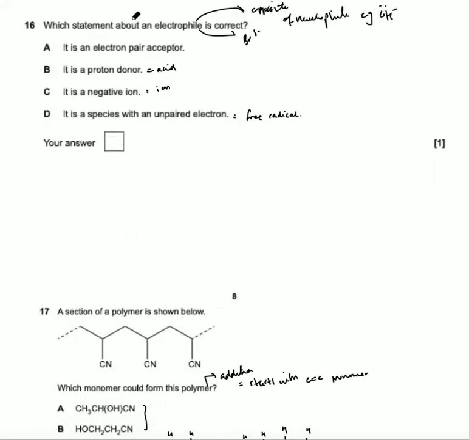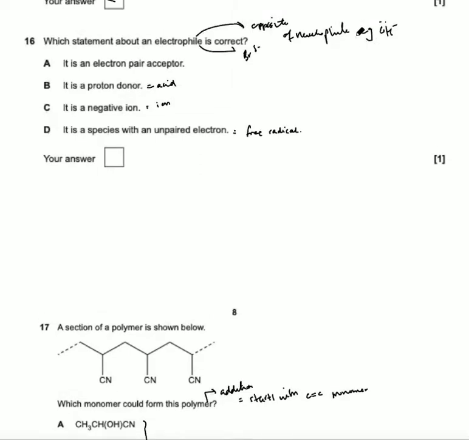Which statement about an electrophile is correct? Okay, so an electrophile is the opposite of a nucleophile, and a nucleophile would be like hydroxide. And for an electrophile we have Br delta minus. So it is an electron pair acceptor. Yes. So this requires you to know the definition of electrophile. It is an electron pair acceptor, and a nucleophile is an electron pair donor.